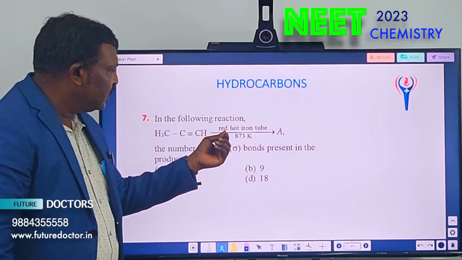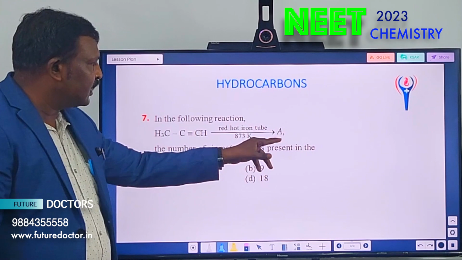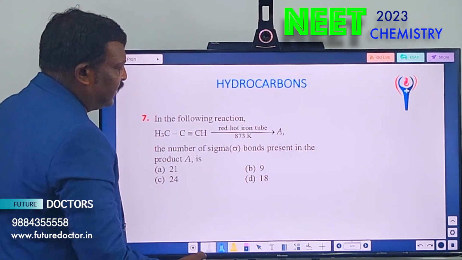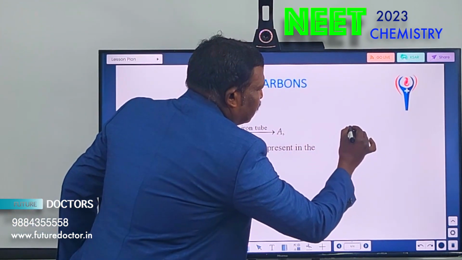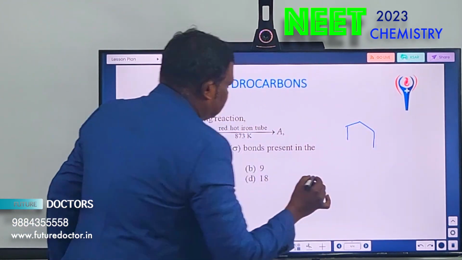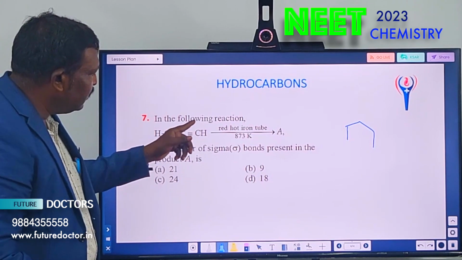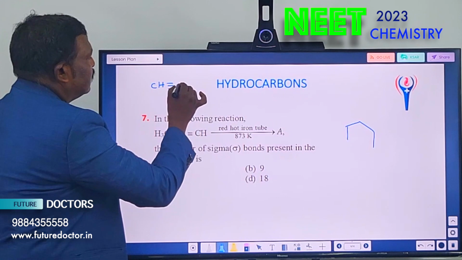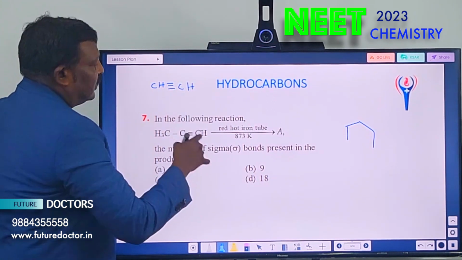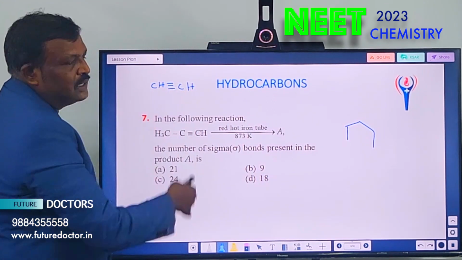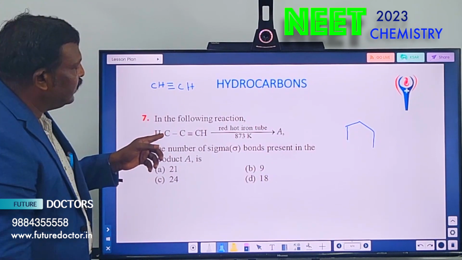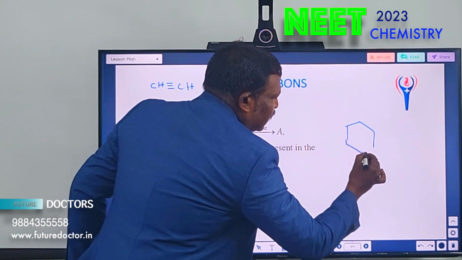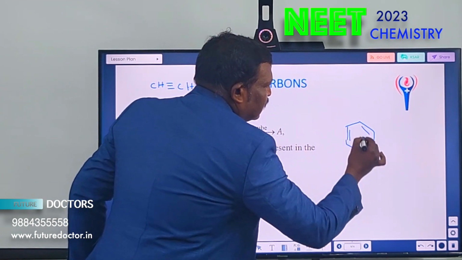In the following reaction, this is called propyne. Propyne undergoes polymerization to get compound A. What compound is obtained? We are getting mesitylene. Just remember what we already studied: if you have only ethyne, the formula is CH triple bond CH, and if it undergoes polymerization, we get benzene. But here it is propyne, and on polymerization we get mesitylene. Its structure will be like this.